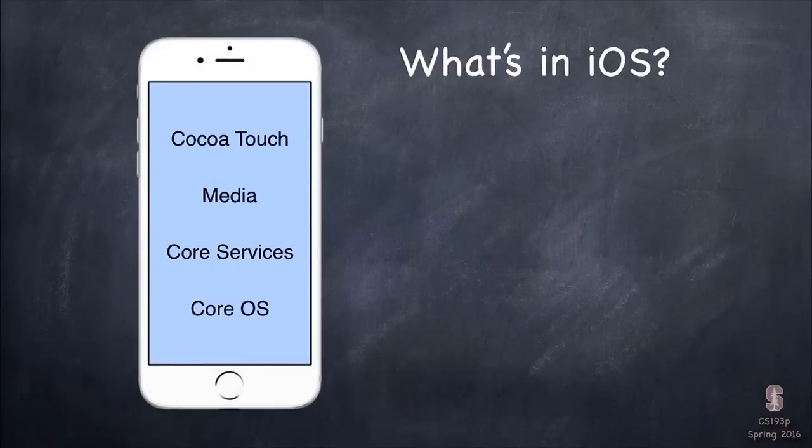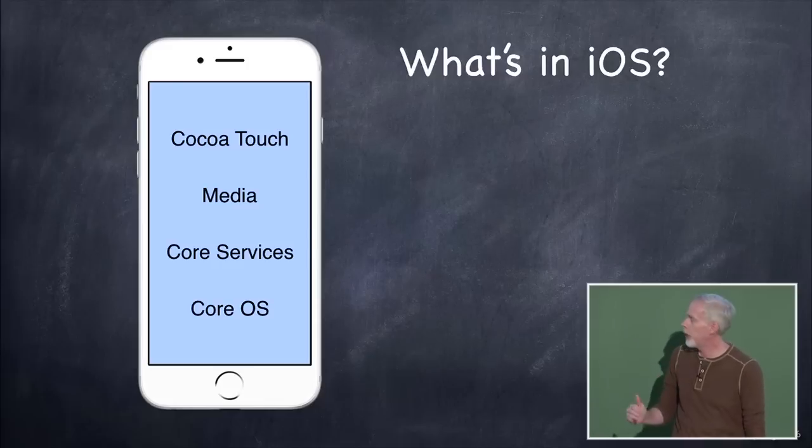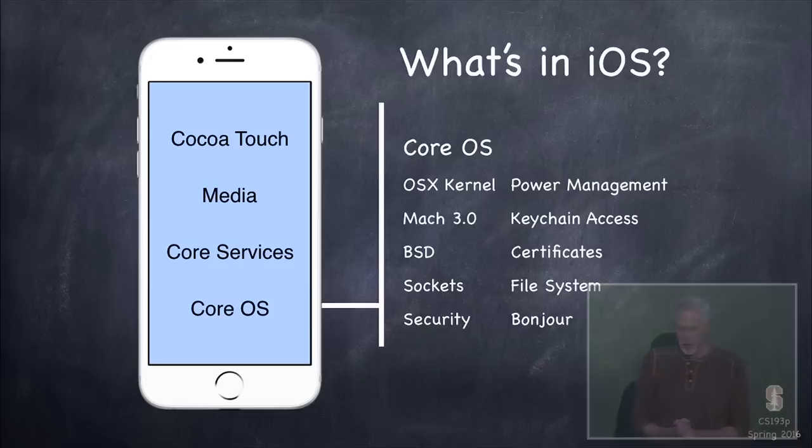Well, they're huge. There's so much of it I can barely even summarize it here, but I'm going to summarize it by dividing it into 4 layers. The Core OS, which is kind of near the hardware, all the way up to Cocoa Touch, which is near the user. And then there are some layers in between. So let's talk about these layers. Let's start down at the bottom there, the hardware.